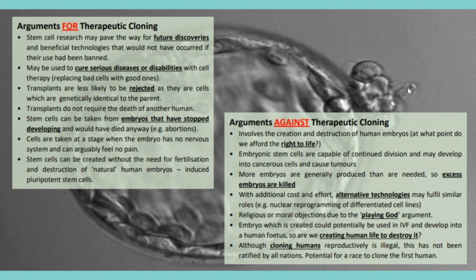And as mentioned, because one of the sources is embryos, stem cells can be taken from embryos that have stopped developing and would have died anyways. So essentially, because they would have died anyways, rather than letting them go to waste, you're using them to save another person's life, even though that embryo couldn't have developed. And stem cells can be created without the need for fertilization and destruction of natural human embryos. So you can induce pluripotent stem cells to almost become embryos.